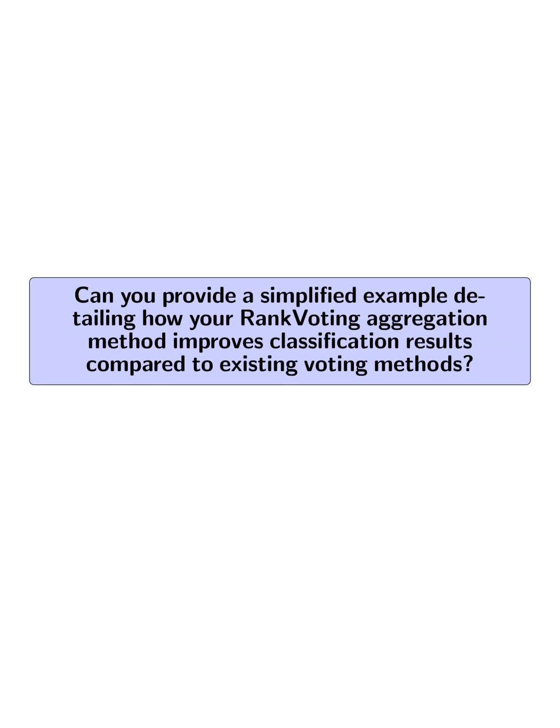Can you provide a simplified example detailing how your rank voting aggregation method improves classification results compared to existing voting methods?